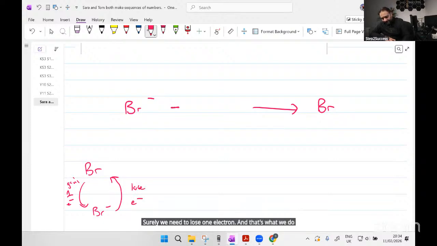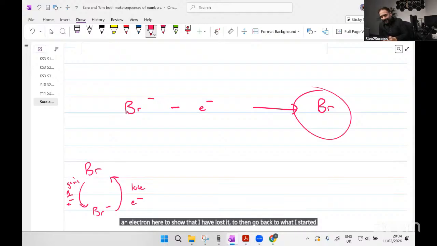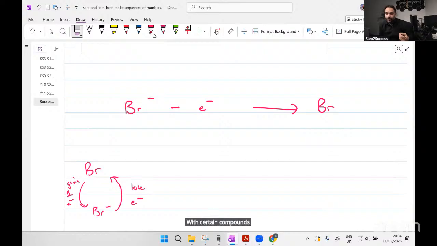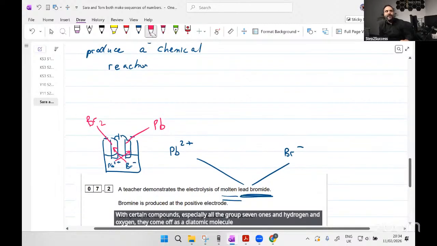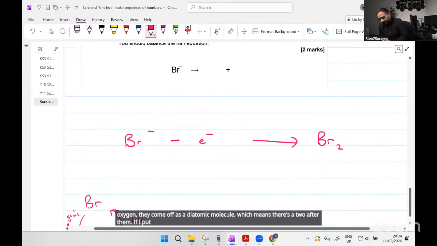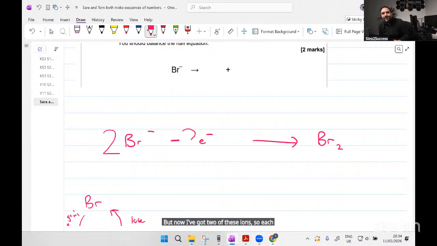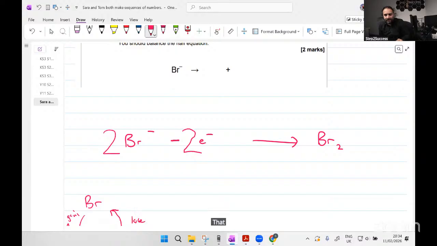I'm going to put a minus an electron here to show that I have lost it to then go back to what I started with. However, with certain compounds, especially all the group 7 ones and hydrogen and oxygen, they come off as a diatomic molecule, which means there's a 2 after them. If I put a 2 after this, what I now have to do is balance it by doubling that. But now I've got 2 of these ions, so each of those should lose an electron, so I'd have 2 of them. That would be the half equation.